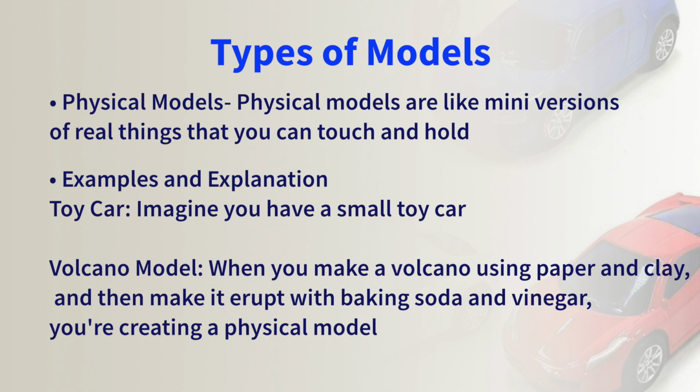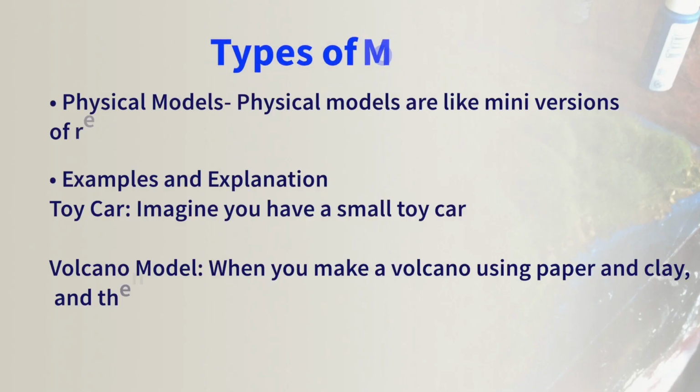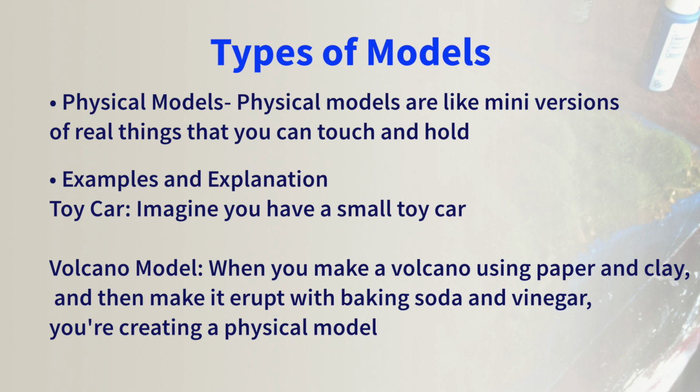For example, a simple toy car. Imagine you have a simple toy car. It's a physical model of a real car. You can roll it around, you can open its door and see the movement and the acceleration that takes place inside a real car. Another example could be a volcano model. In the chemistry lab, you can actually create a volcano model and see the different forms of flow that take place inside a volcano.